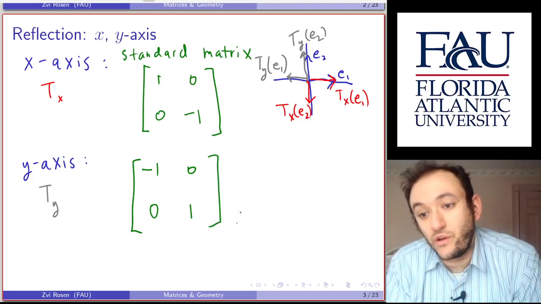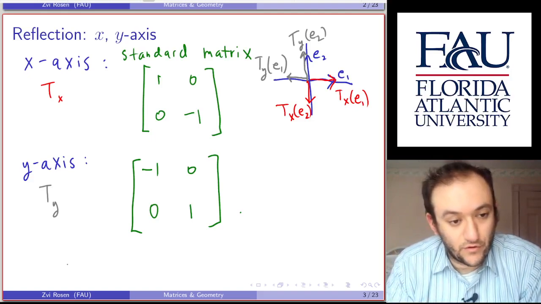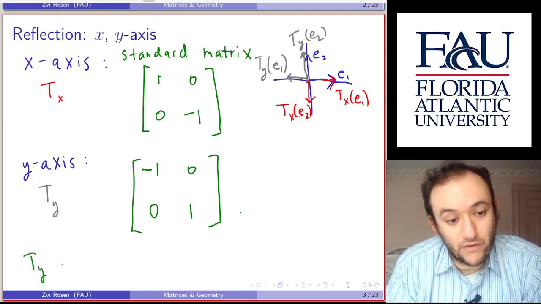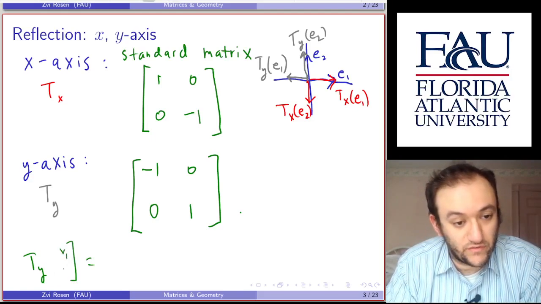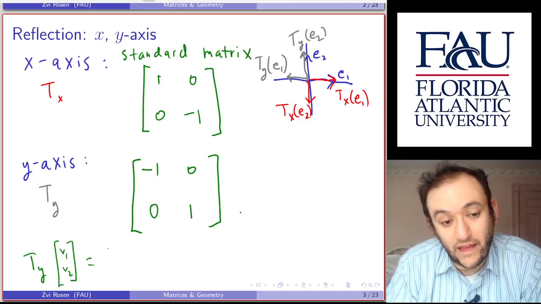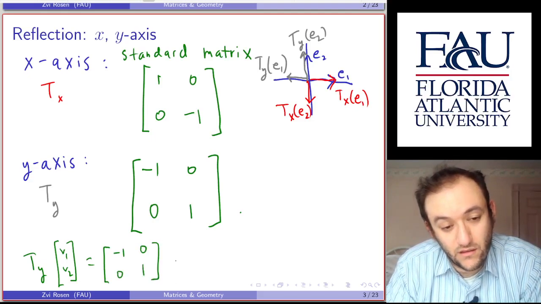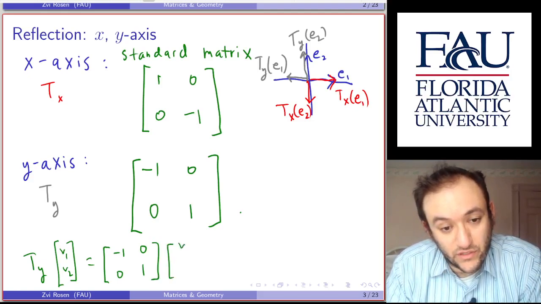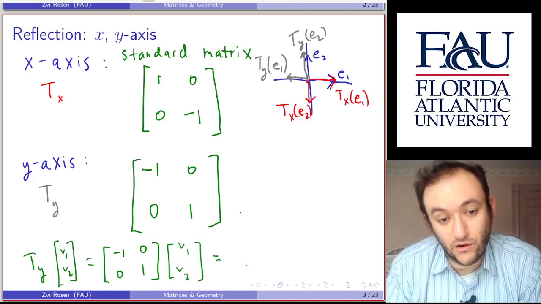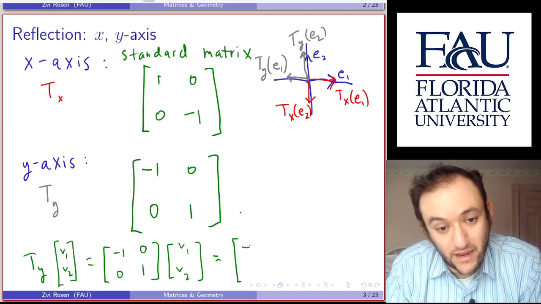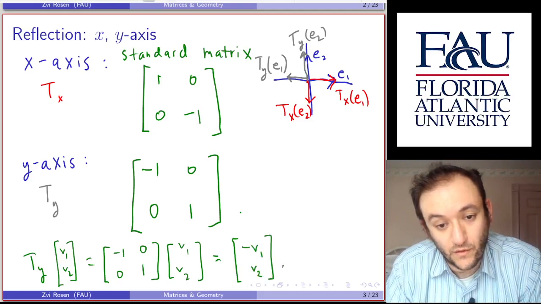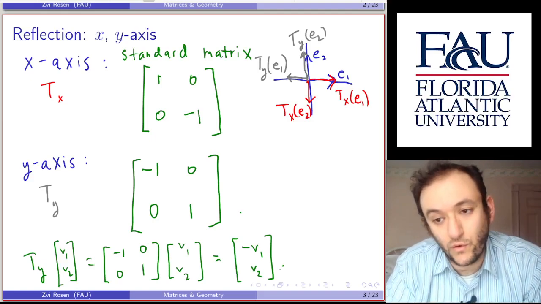So if I want to know, for instance, for a random v, say v = (v1, v2), what Ty of v is, all I have to do is plug it into this matrix, [-1, 0; 0, 1], times (v1, v2). And we'll see that the correct output of that transformation will be (-v1, v2). Cool.